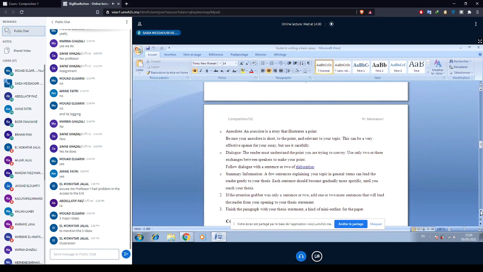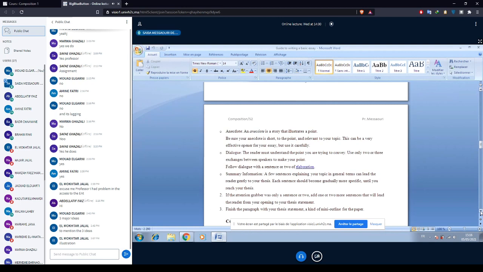You can use anecdote. An anecdote is a story that illustrates a point. Be sure your anecdote is short, to the point, and relevant to your topic. So it should be short. You're not going to tell a whole story of a page or a whole paragraph. No, maybe a few sentences, a few lines. It must be very short. It must be to the point. It has to have a relation to the topic and be relevant. This can be a very effective opener for your essay, but use it carefully.